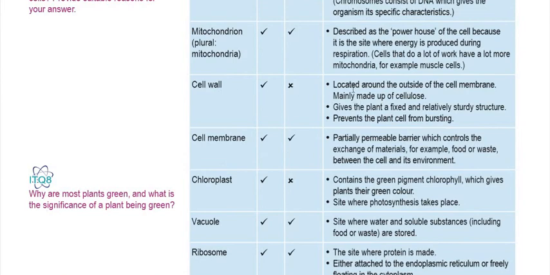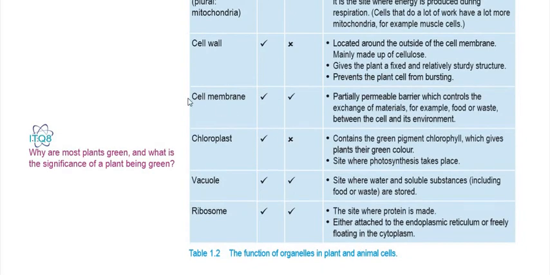Then we have the cell wall, located around the outside of the cell membrane, mainly made up of cellulose. It gives the plant a fixed and relatively sturdy structure and prevents the plant cell from bursting. We have the cell membrane, a partially permeable membrane, which controls the exchange of materials, for example, food or waste, between the cell and its environment. As we said, it controls whatever goes in and comes out of the cell, right?